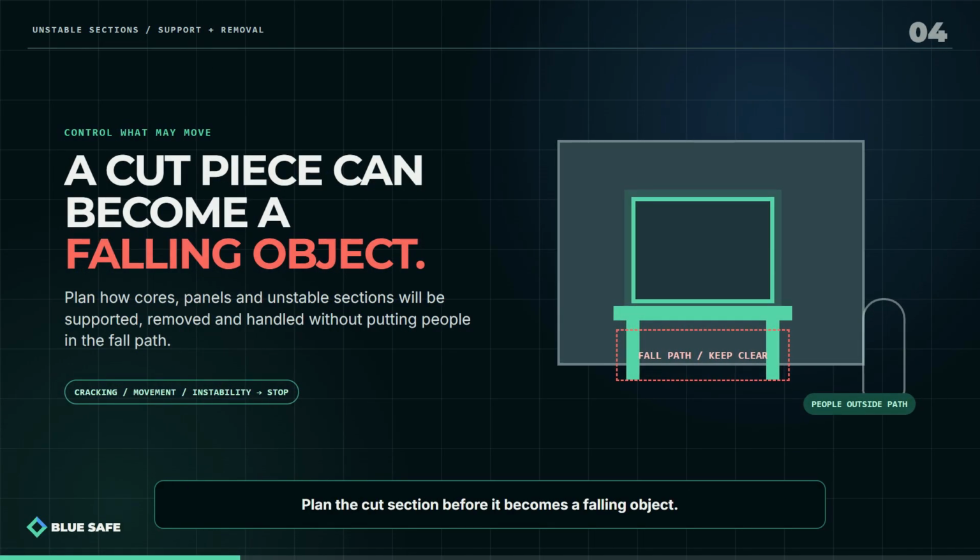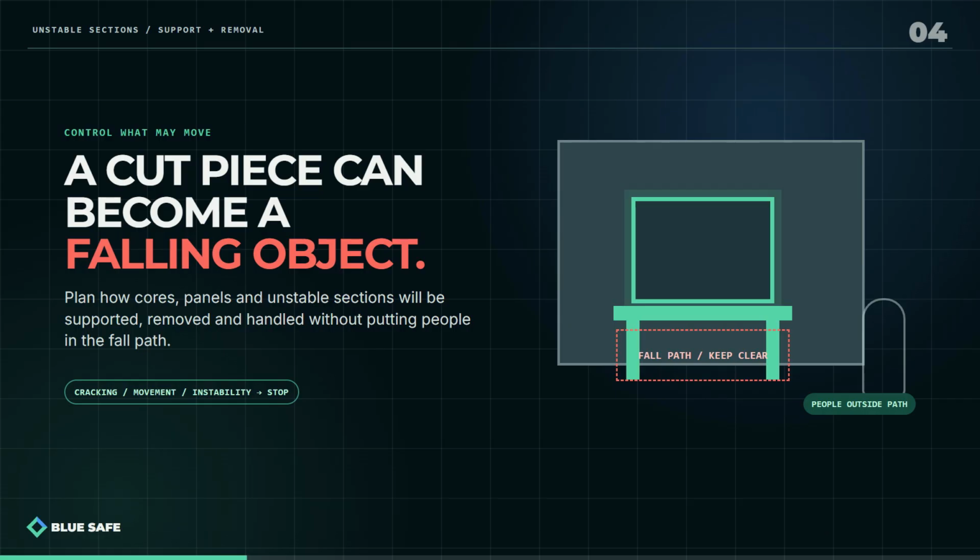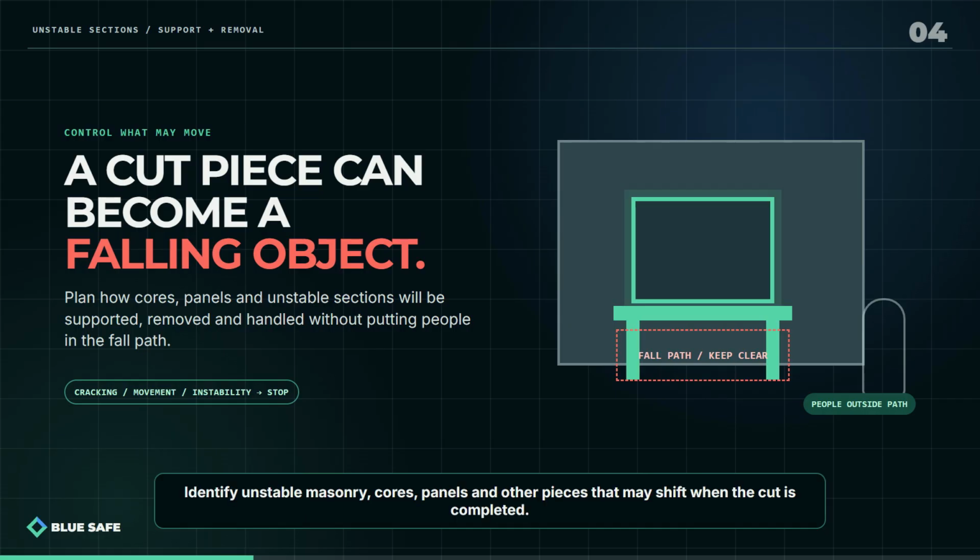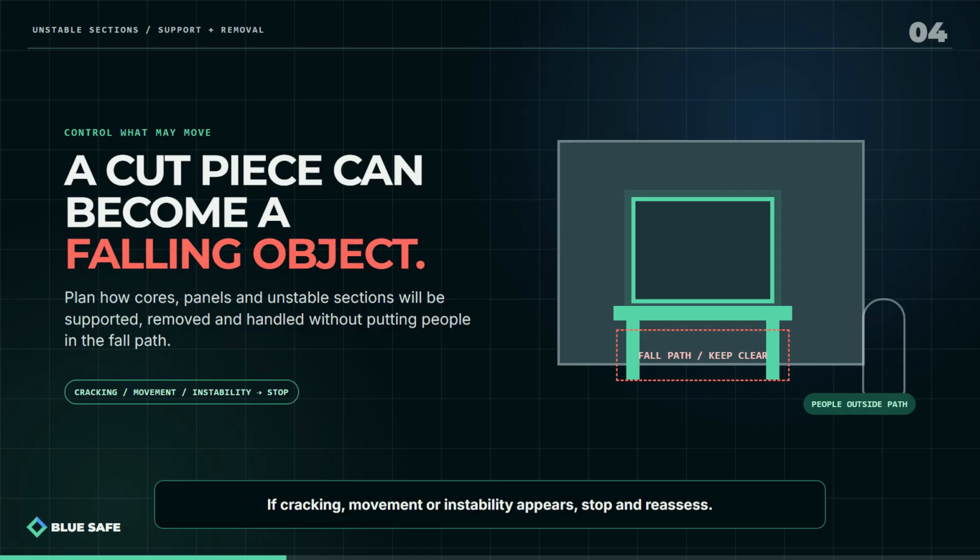Plan the cut section before it becomes a falling object. Identify unstable masonry, cores, panels, and other pieces that may shift when the cut is completed. Decide how each piece will be supported, removed, and handled without putting people in its fall path. If cracking, movement, or instability appears, stop and reassess.